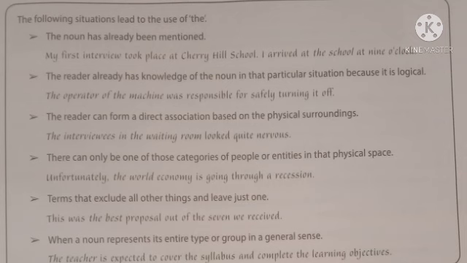When a noun represents its entire type or group in a general sense. Look at this. The teacher is expected to cover the syllabus and complete the learning objectives. So we are using a noun in a general sense. The teacher, representing all teachers. That is why it is used, the teacher. Okay, the teacher is expected to cover the syllabus and complete the learning objectives. So these are the contexts in which we use the definite article.